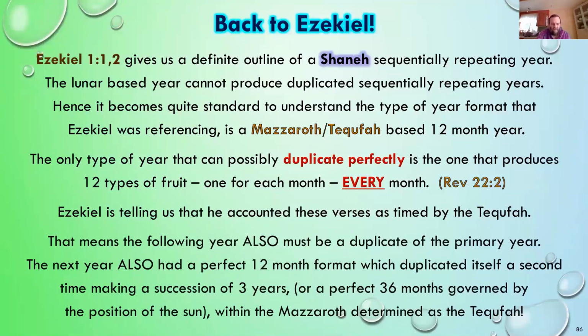That means the following year also must be a duplicate of the primary year. The next year also had a perfect 12-month format, which duplicated itself a second time, making a succession of 3 years, or a perfect 36 months governed by the position of the sun within the Mazzaroth, determined as the Tequfah.